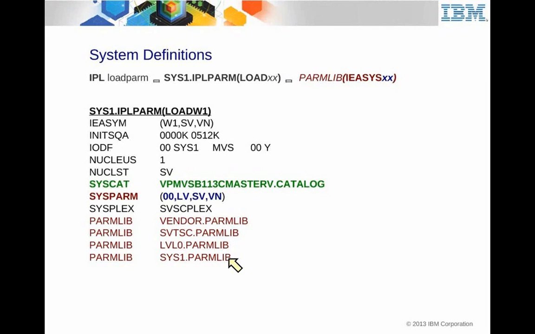However, at this point, it's not done. I actually coded more. I said I also want you to find IEASYSLV. Look in here. If you can't find it there, look here. If you can't find it, continue on. The same thing is true for IEASYSSV and IEASYSVN. You might ask yourself, well, why don't you just put it all in one member?